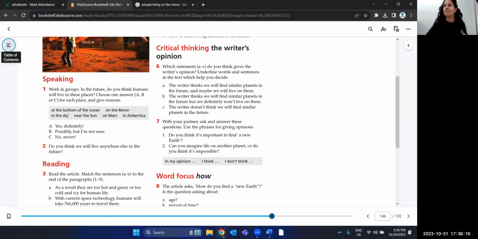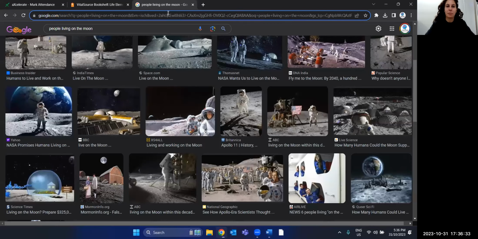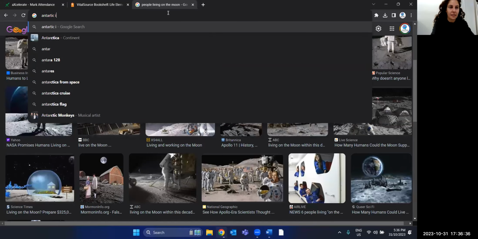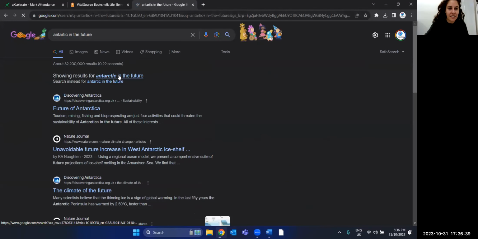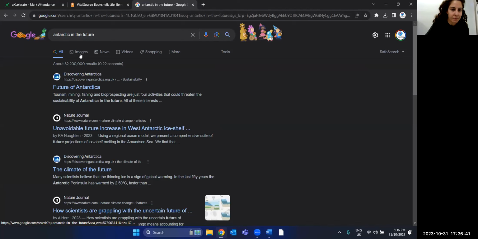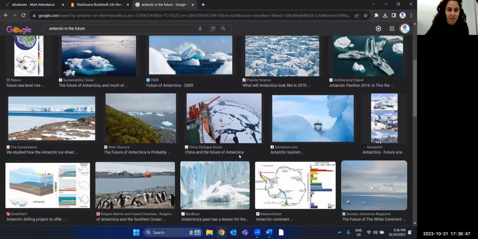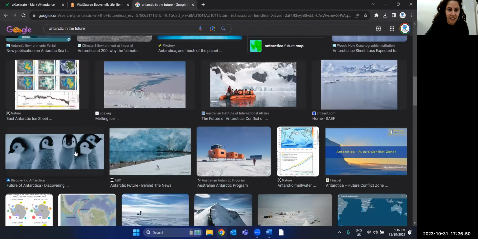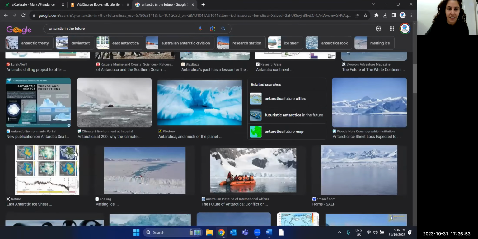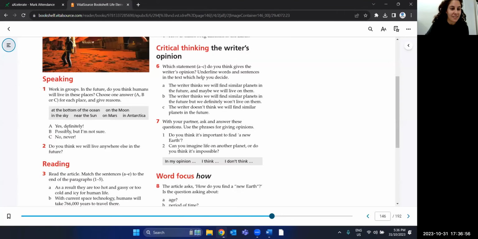In the sky, I think that's possible in the sky. Near the sun, on Mars. Near the sun, no. Very hot. Antarctica. Antarctica could be possible. Because in the future, you know, it's losing a lot of ice, it's becoming warm. So could be possible. Imagine that becoming a city. Yeah. We never know the future.